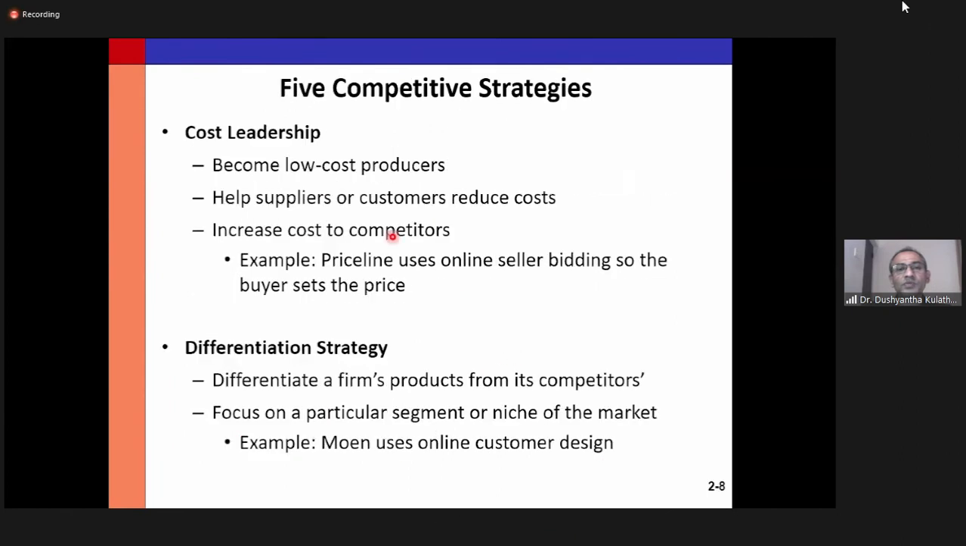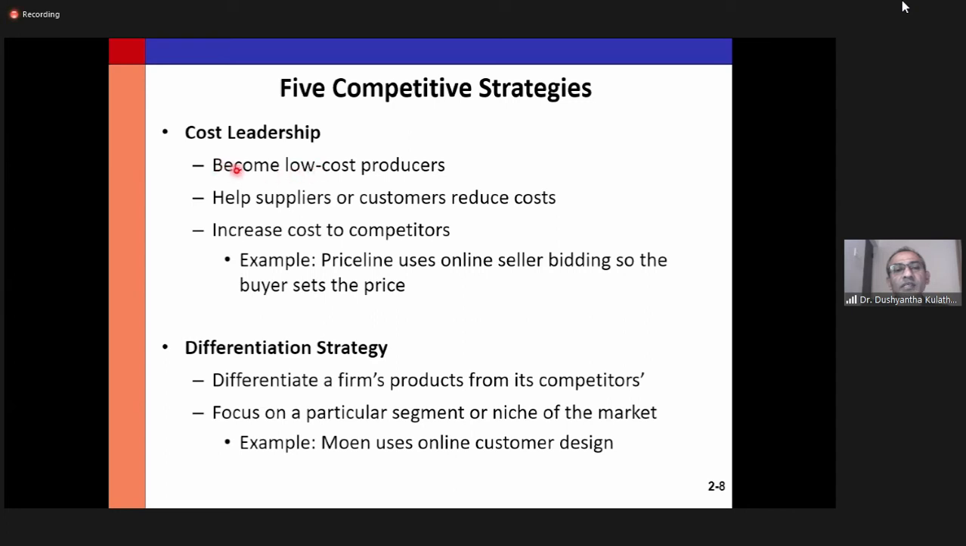So with that in mind, we move to cost leadership. That is one strategy. So what can an organization do under cost leadership? Again, it can focus on different aspects under this strategy: become the low-cost producer, help suppliers or customers reduce costs, increase cost to competitors. These are sub-strategies they can focus on. They can become the low-cost producer. So they have to reduce their cost of operations, cost of processing.